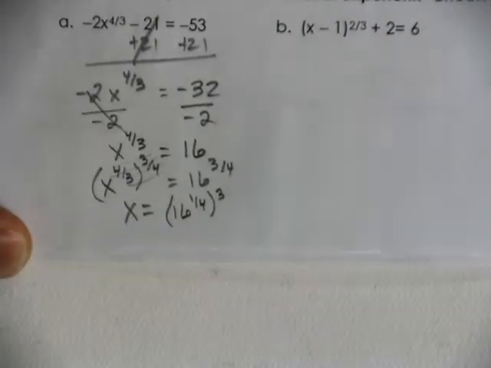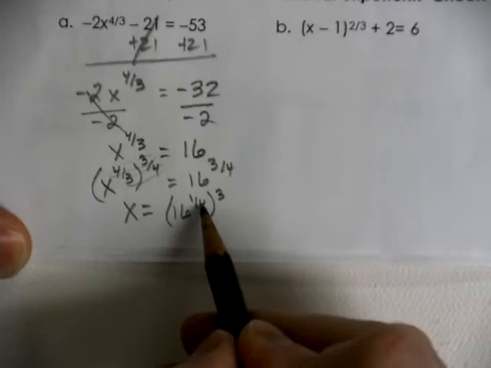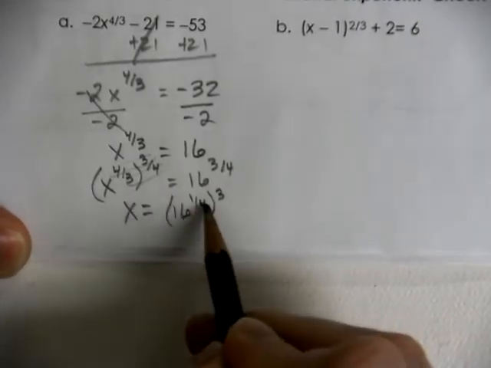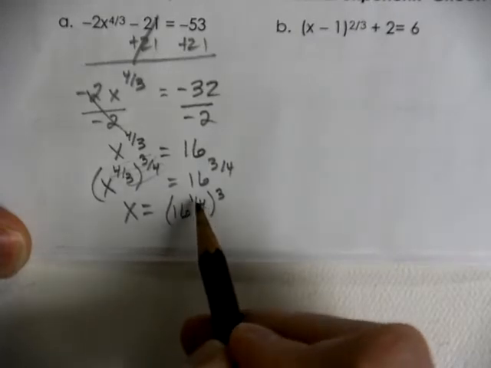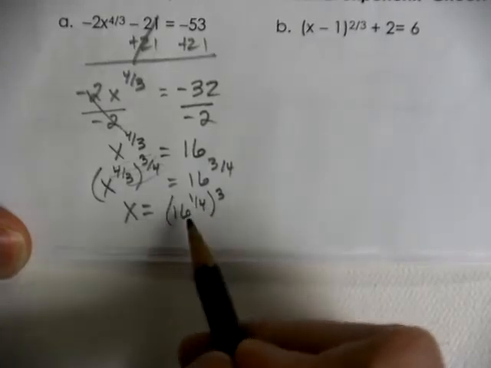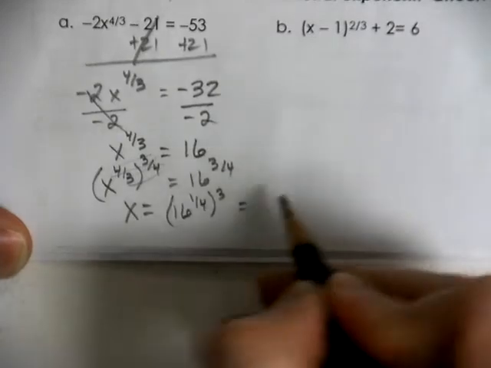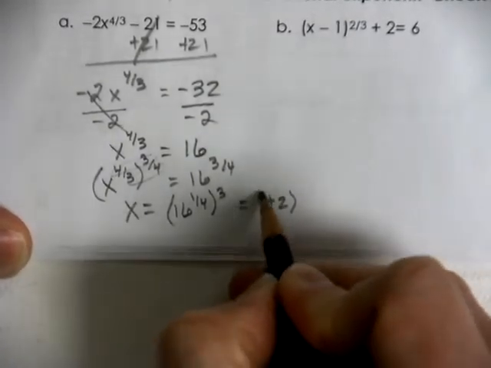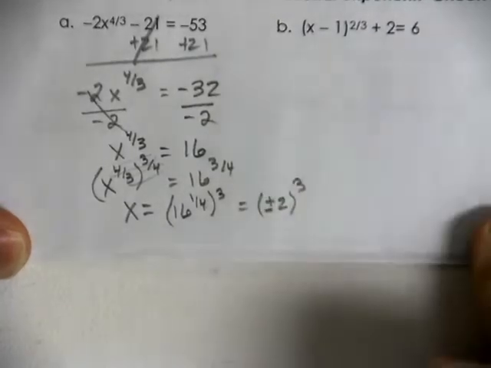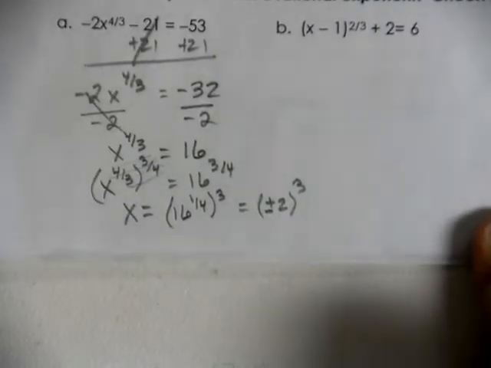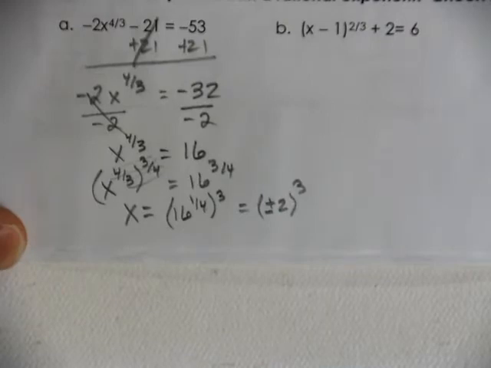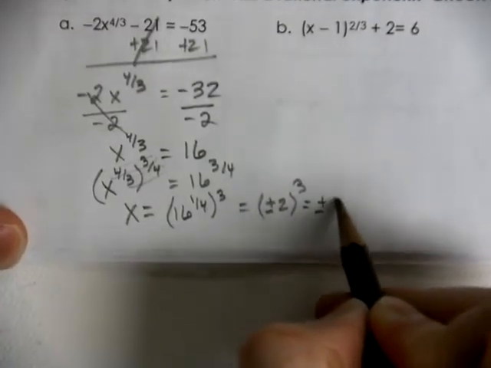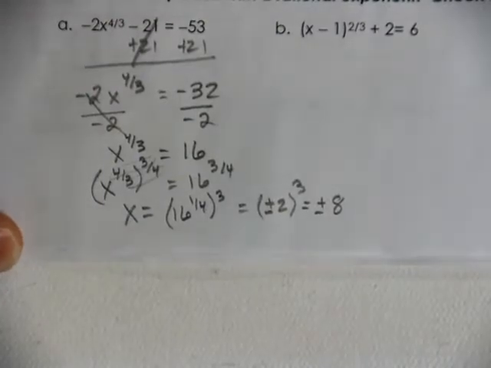Now notice that we took an even radical to both sides. So 1/4, when we're talking about a radical, the 4th root of 16 is 2. So we're going to have to call this plus or minus 2. And when we cube plus or minus 2, we are going to get a plus or minus 8 as an answer.